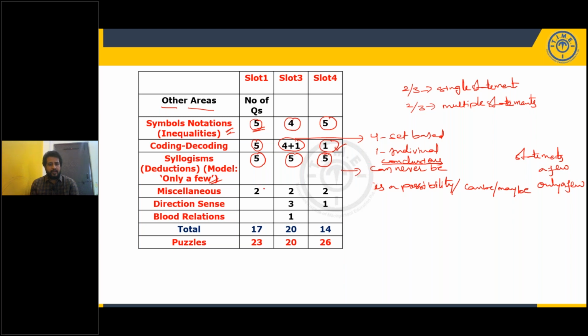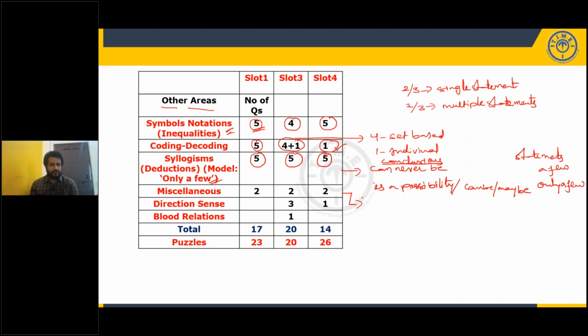Now miscellaneous as usual related to letter arrangements or number arrangements are given. And in most of the slots, it is observed that questions like how many digits are repeated twice, how many letters are not repeated are used. And as usual, how many such pairs of letters are there in the word, which has as many letters between them as they have in the English alphabet.